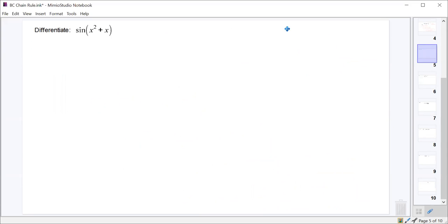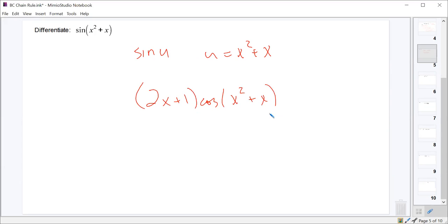Oh well. All right, well, do this one. You've already done this one, haven't you? What did you get? If you differentiate sine of x squared plus x, that's sine of u with u equal to x squared plus x. So it'll become 2x plus 1 times the cosine of x squared plus x. And I would hope that pretty quickly you guys will be able to do those without writing out the chain rule steps. Hopefully so. Everybody good with that one?